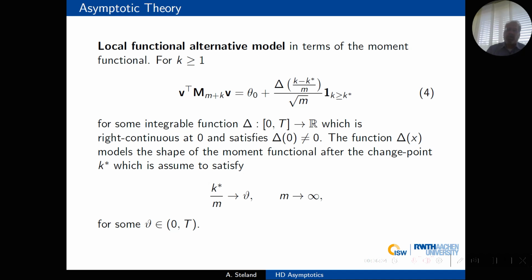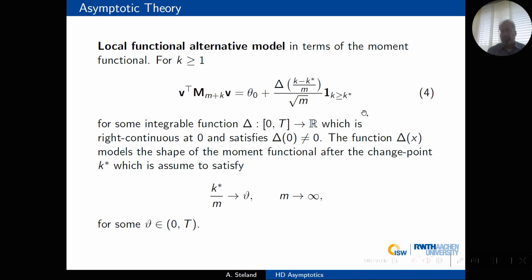And then this model is much more general than the usual jump point alternatives, where it is simply assumed that you have a change point and then again the level is constant. So here you can model what you want by this delta function and then analyze how the procedure behaves. This is a local alternative functional model because here it is divided by square root of n.